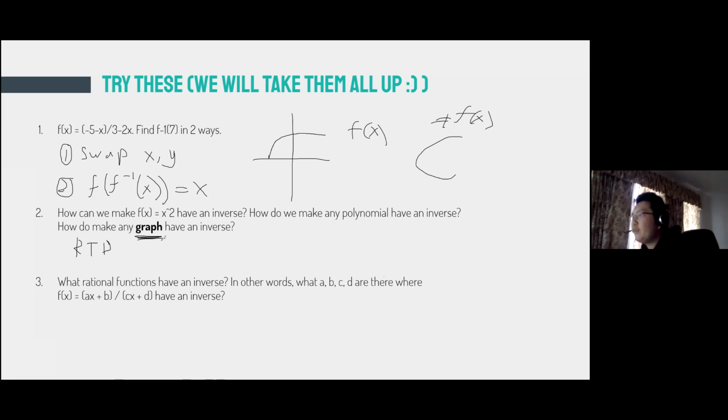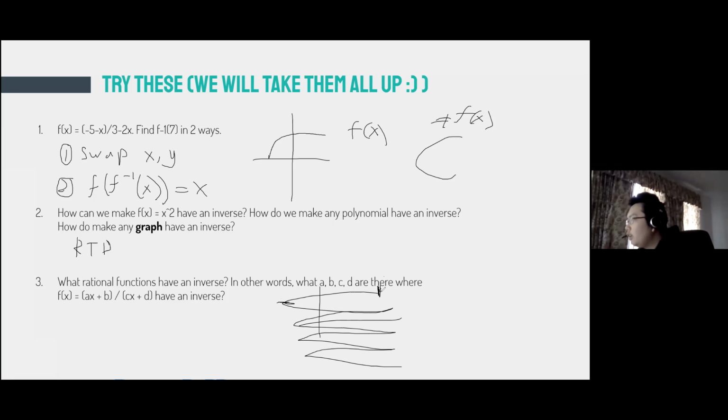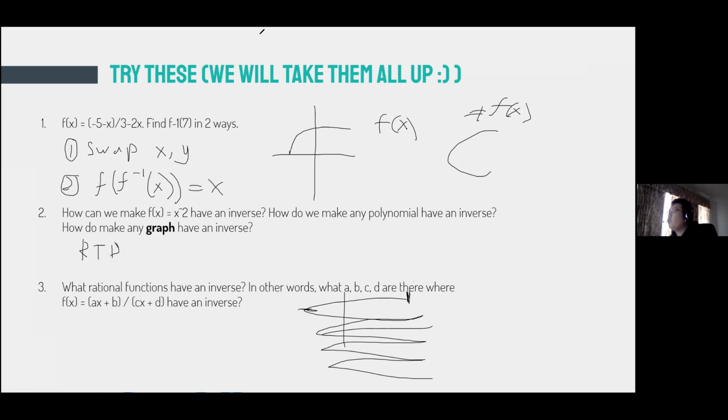You can make any graph have an inverse by restricting the domain to an interval. Even if I have something like this, this graph definitely does not have an inverse, but if I cut it from here to here, notice that now this part of the graph has an inverse, which is what I want. I want one part of the graph to have an inverse, so if I just cut it at one part like this, now this graph has an inverse. So any graph can have an inverse or exist as a function if I cut it at a certain interval.